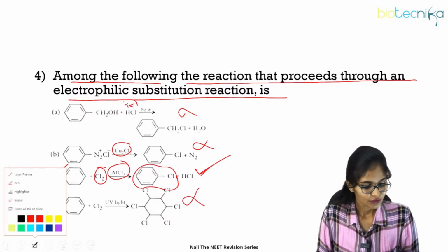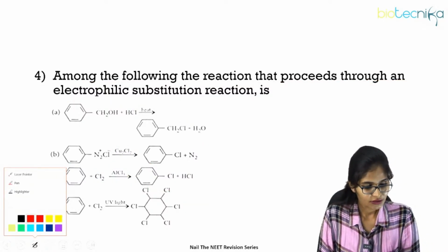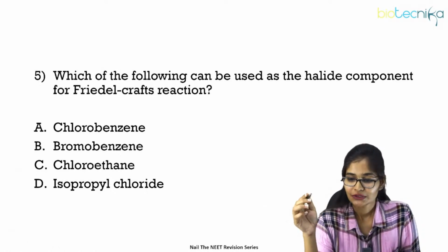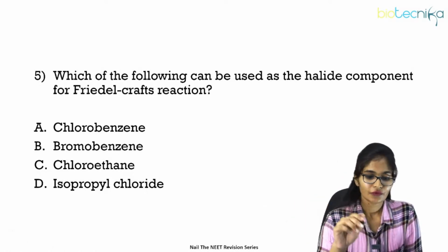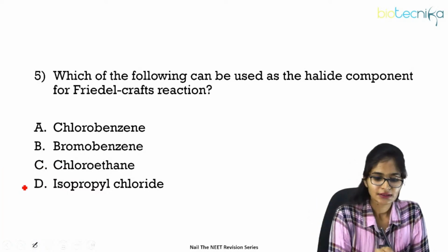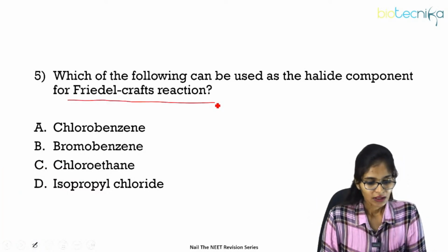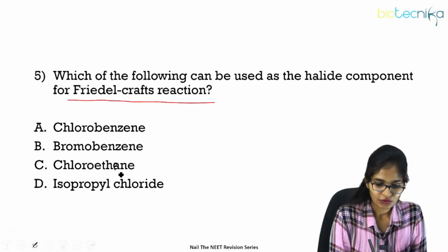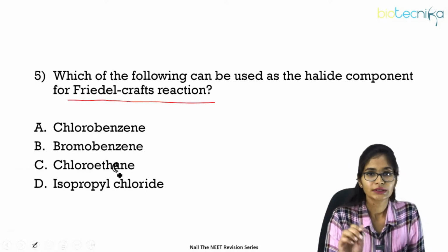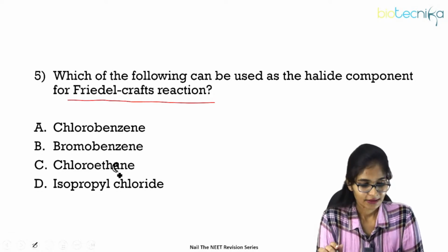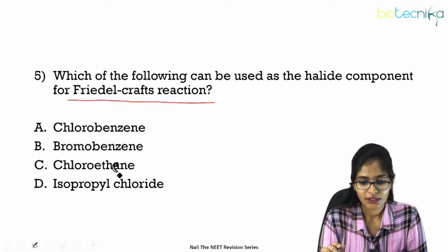Okay. So now coming to the next question, which of the following can be used as the halide component for Friedel-Crafts reaction? If you know Friedel-Crafts reaction, then you can directly answer me. And you just have to correct one thing here. This is not chloroethane, this is chloroethene. Chloroethene. And this is not ethane, it is ethene. Just correct that. So just let me know what answer you can give me.